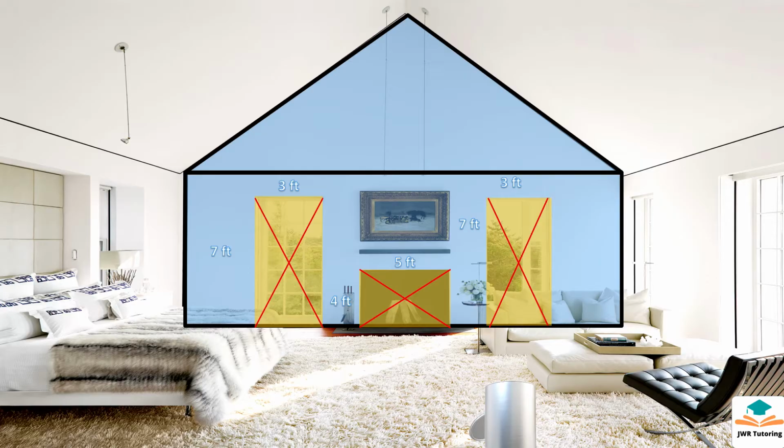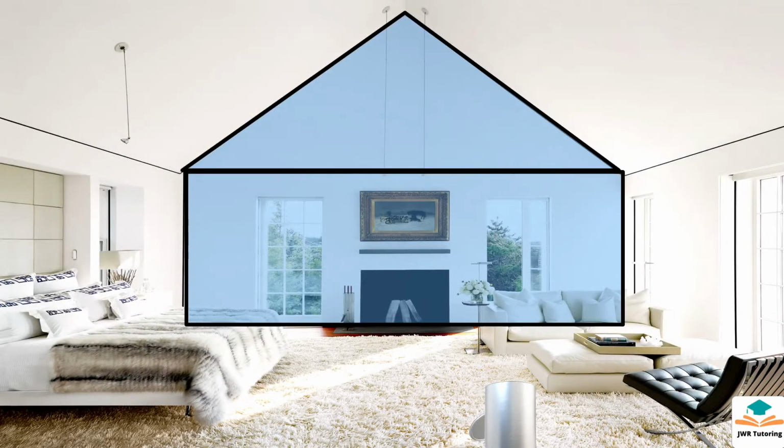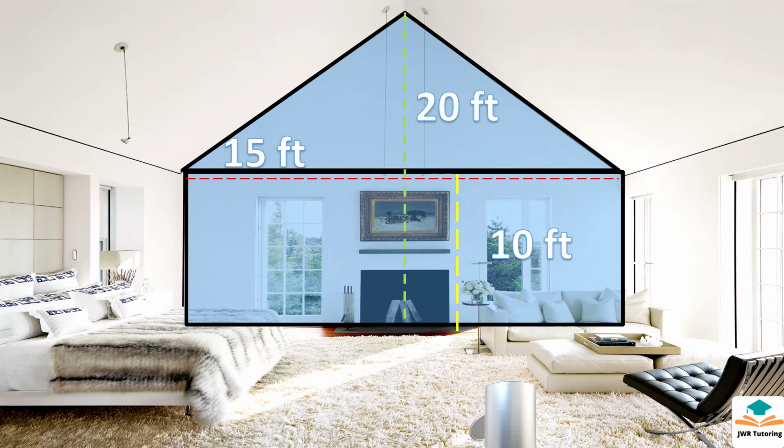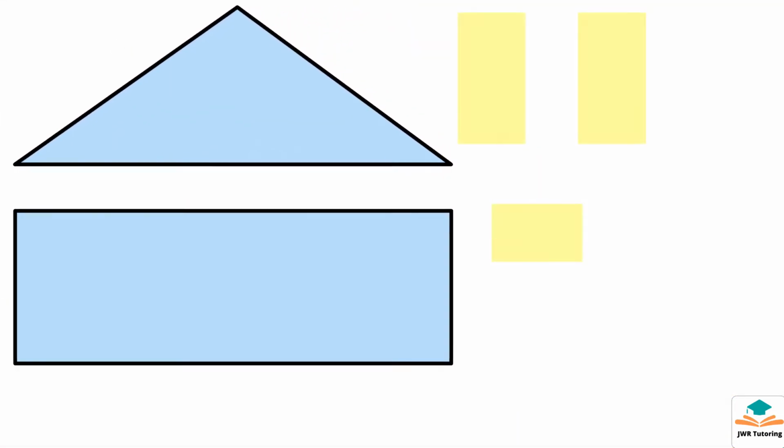We measured 15 feet from the left side of the wall to the far right. This one measurement can serve as the length of the rectangle and the base of our triangle. It is about 10 feet from the floor to the base of the triangle. This would be the width of our rectangle. And if we measure from the floor to the top of the triangle, it's 20 feet. Now that we have our measurements, let's find the total area of our composite figure.